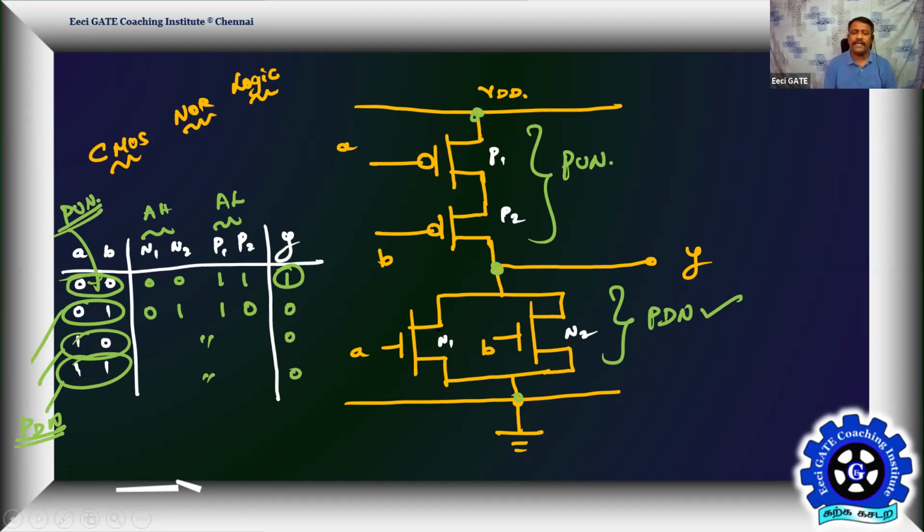0, 0, 0, I can feed. Correct? Because any one NMOS is in on condition. Because NMOS 2 is on, NMOS 1 is on, both are 1. It is connected to logic 0 only. Correct? Easy? Yes.